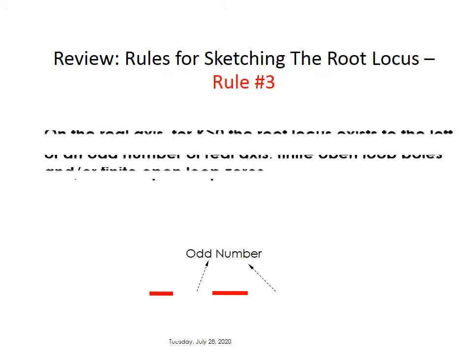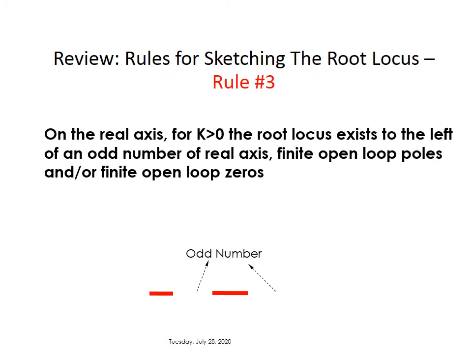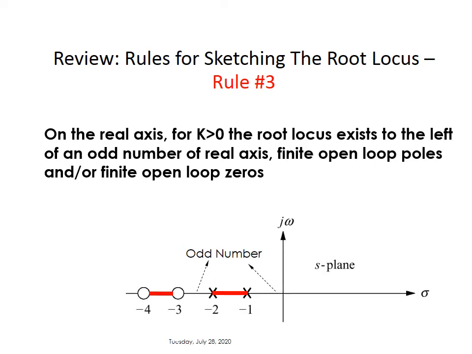The third rule can sometimes be very confusing. So the third rule says that on the real axis, so on the sigma axis, for k larger than 0, so for your gain larger than 0, the root locus exists to the left of an odd number of real axis. So the odd numbers here are -1 and -3. So the root locus tracing is basically always on the left.